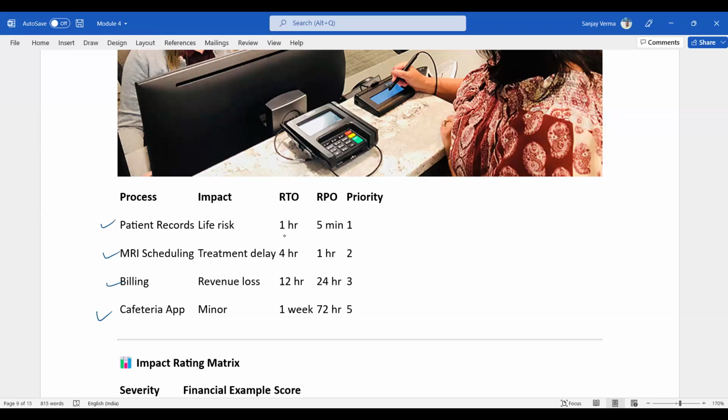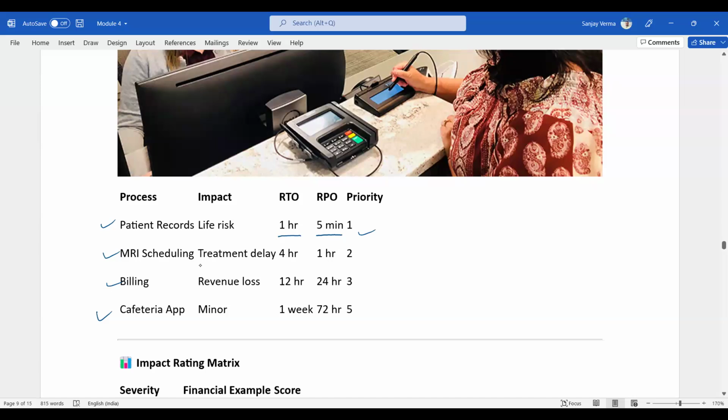So recovery time objective here is 1 hour, means within 1 hour you should be able to recover your database. Recovery point objective is 5 minutes, means 5 minutes of data you can lose. Maybe the doctor has prescribed some medicines, and somehow you lost the data. You can ask the doctor again within 5 minutes. The doctor would remember that, okay, just 5 minutes back only I prescribed. Let me write it again. He will write it. Priority is one, right?